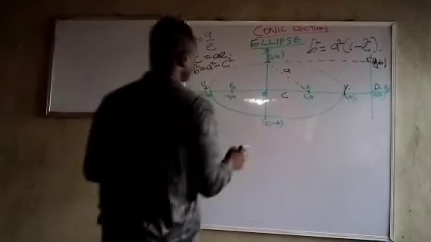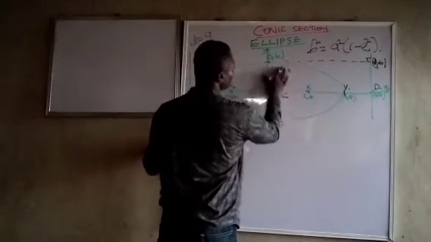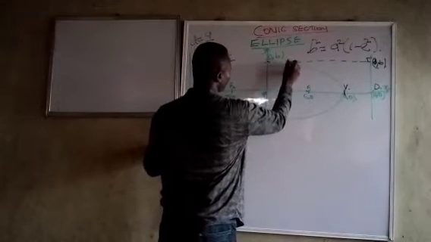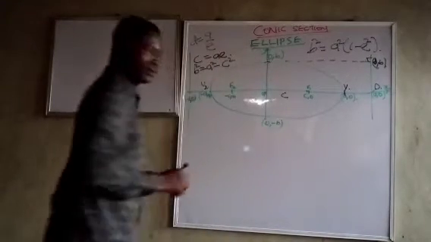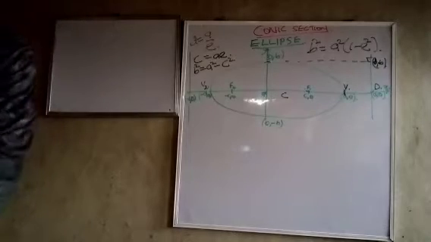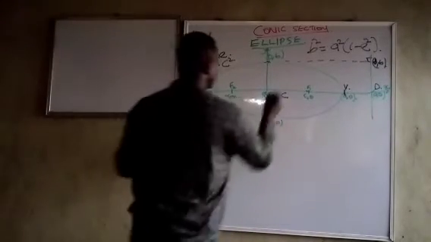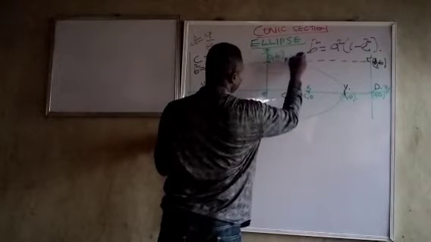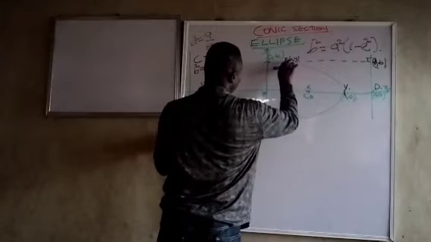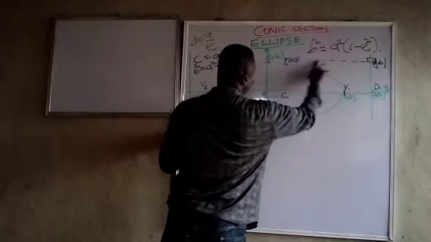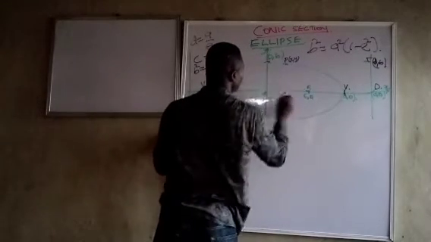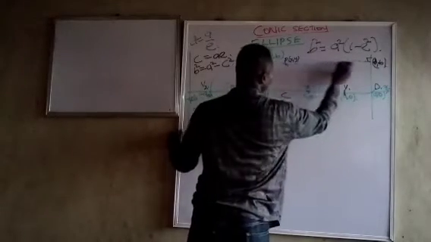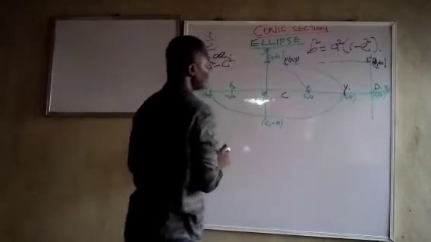Now to get the equation of the ellipse, let's pick a point here. This point is P. Let's call the point P here, and we have it as x, y. That's the coordinate of this point. So this is the distance, and this is the distance of the directrix. Thank you.